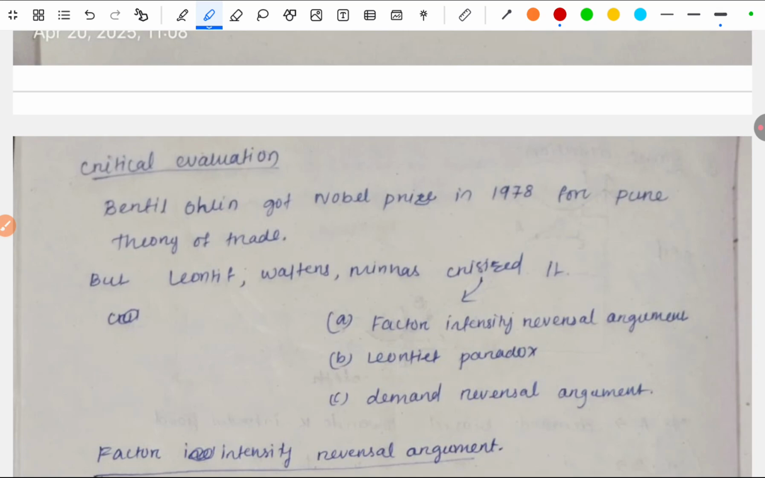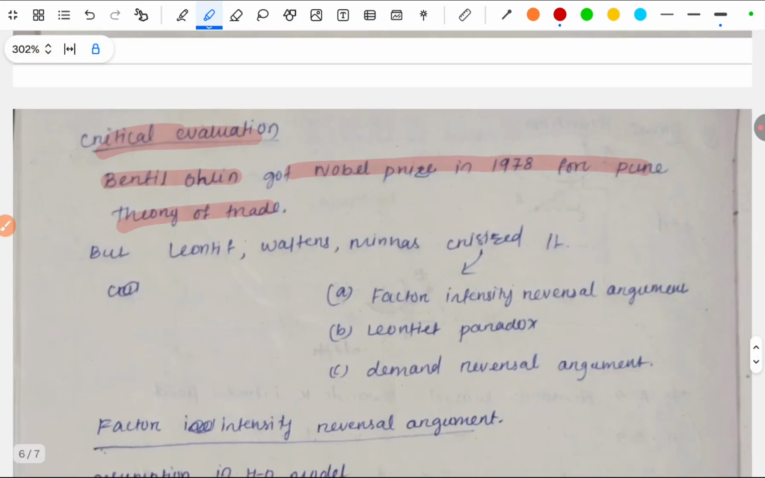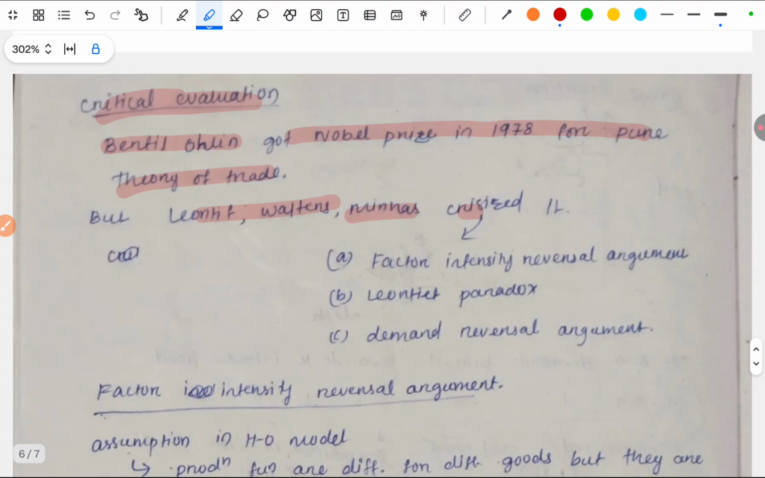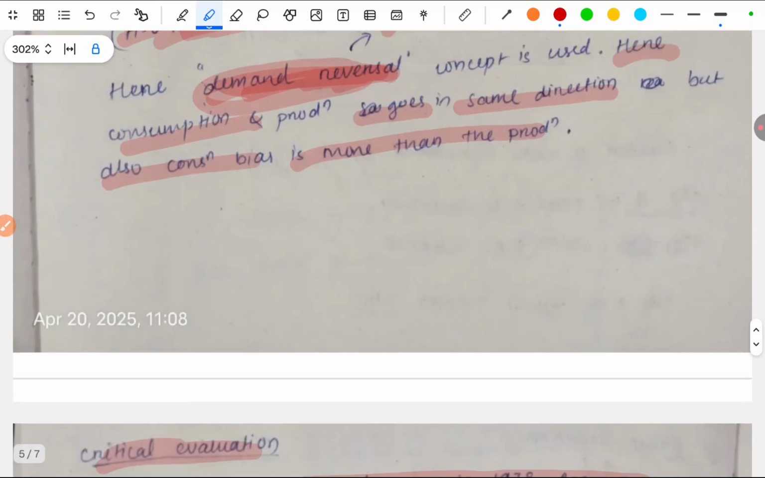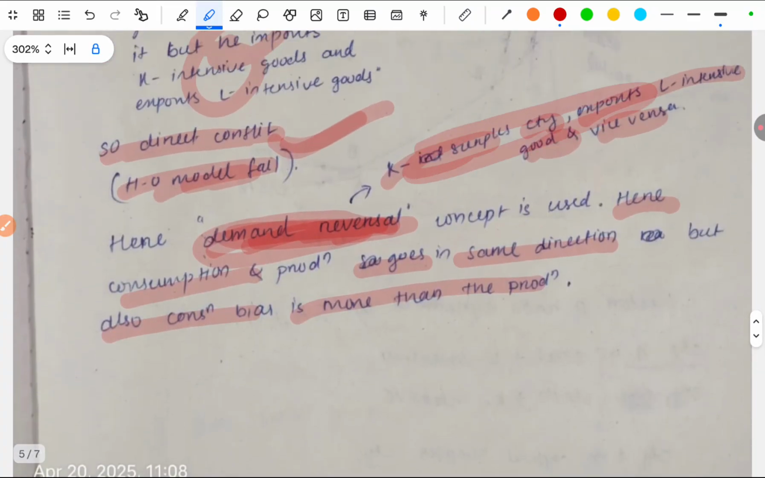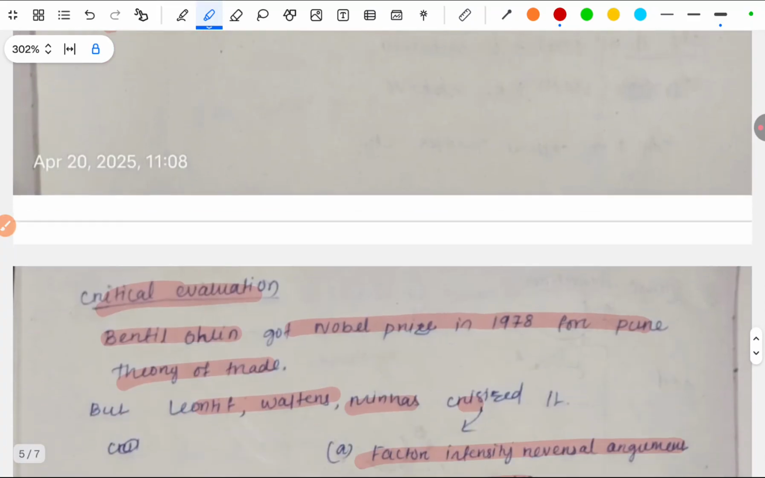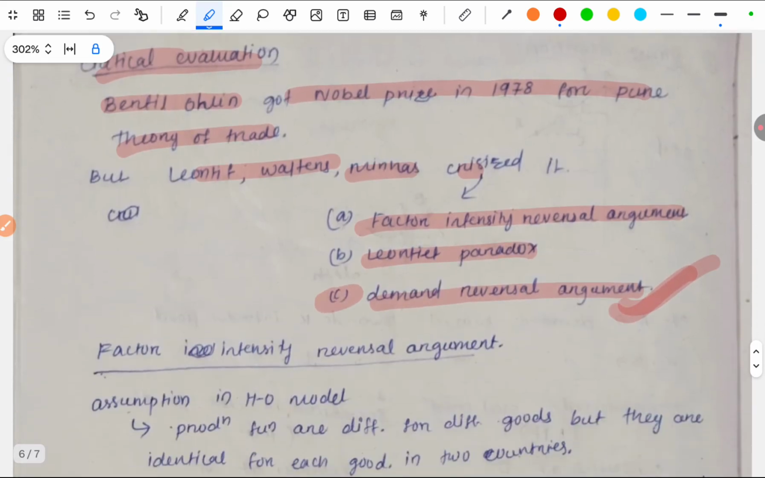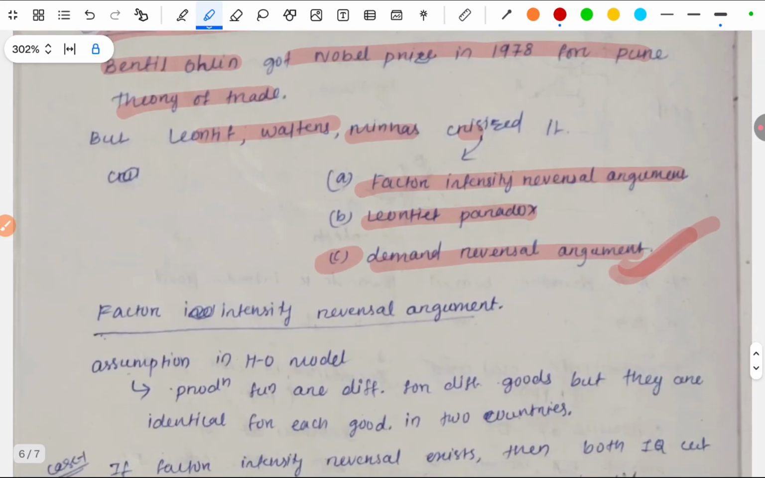Every theory has some critical evaluation, and we are starting the critical evaluation. Ohlin got the Nobel Prize in 1979 for his work on the pure theory of trade, but Leontief, Walters and Minhas criticized it in the form of the factor intensity reversal argument, through the Leontief paradox and through the demand reversal argument. We have already studied the demand reversal argument, the same direction condition, and points A and B.